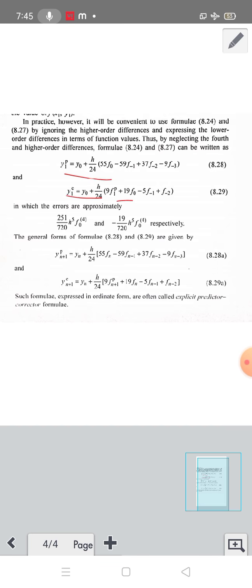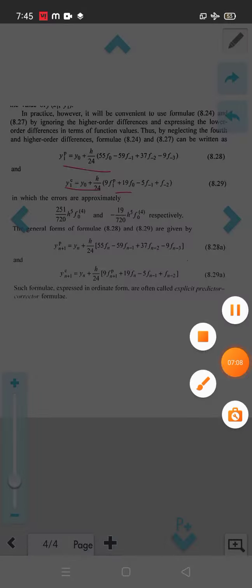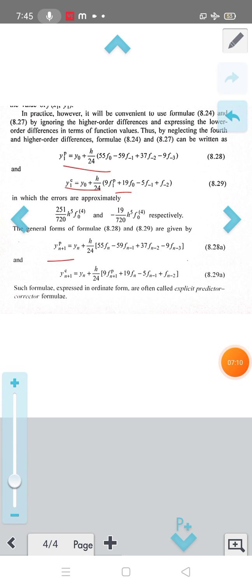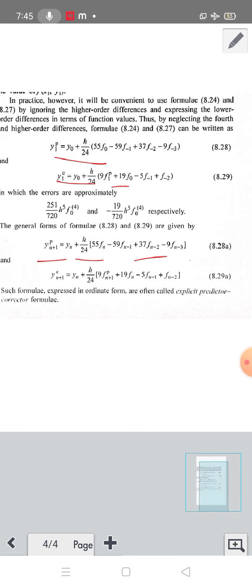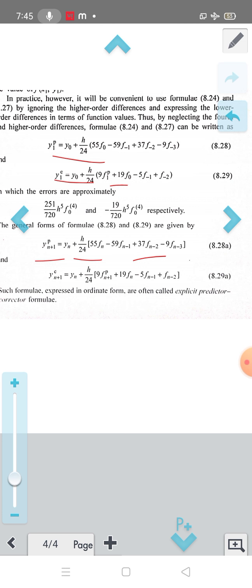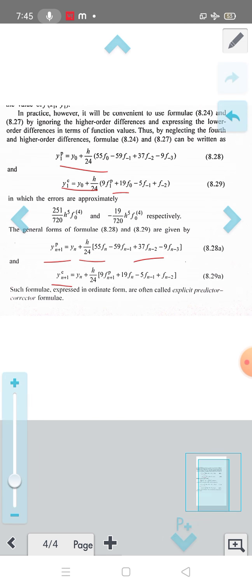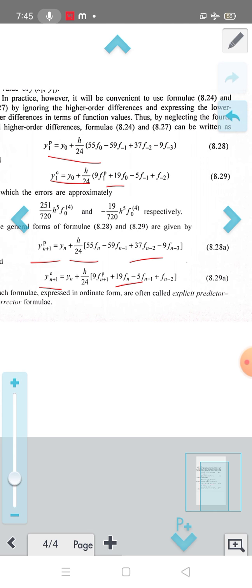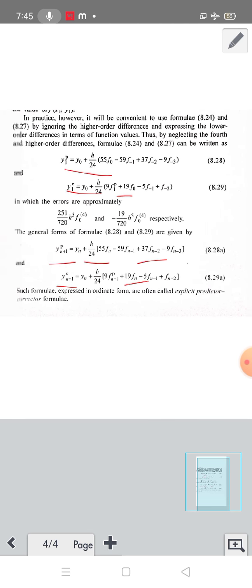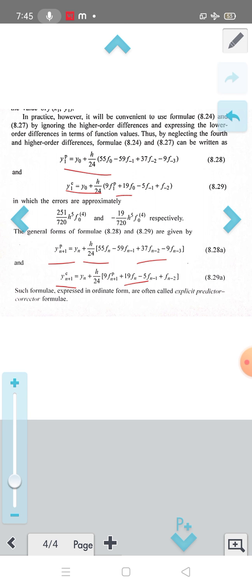The general forms of these equations are given by yn plus 1 p equal to yn plus h by 24 into 55 fn minus 59 fn minus 1 plus 37 fn minus 2 minus 9 fn minus 3, and yn plus 1 c equal to yn plus h by 24 into 9 fn plus 1 p plus 19 fn minus 5 fn minus 1 plus fn minus 2, and these are called the explicit predictor corrector formulas.